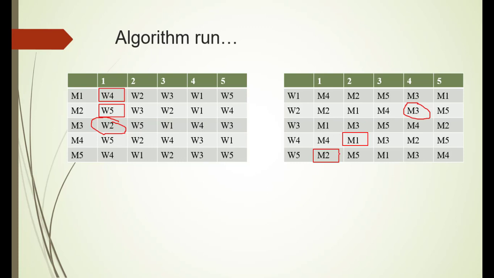Next, M4 proposes to W5. W5 is already engaged to M2, and M2 is more preferable than M4. M4 will not engage to W5. Next, M5 proposes to W4. W4 is already engaged to M1, and M5 is less preferable than M1, so he will not be engaged to W4.